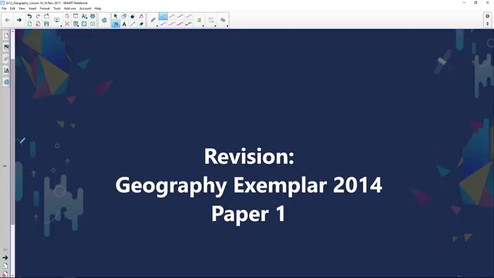Today we're going to look at the revision exercises and in particular the geography exemplar 2014 paper. This is basically an example of the final exam that you can expect. Very importantly, before you answer your question paper, you need to go and read your instructions.